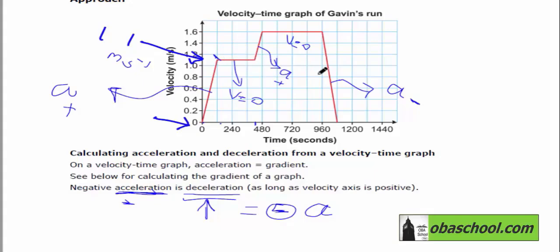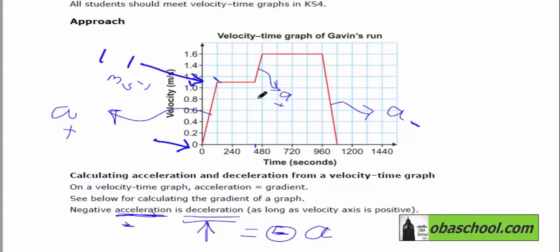So, we can calculate the gradient for each line to know whether it has a positive gradient, which is acceleration, a negative gradient, which is deceleration, or if the velocity is 0.